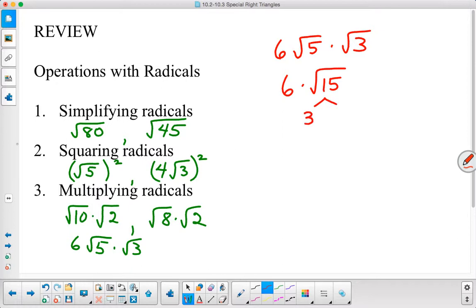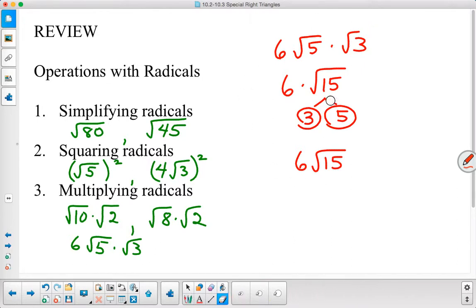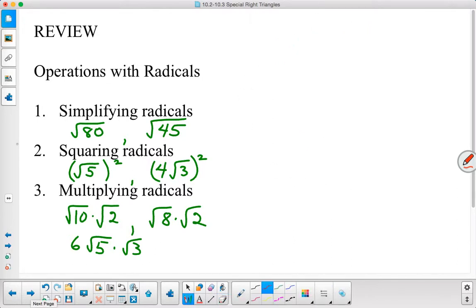Think about factoring. It's the 3 and the 5 that you had. You might notice that there's no pair at all, so there's nothing that's going to come out of the square root of 15. So this one actually can't be simplified. It's just 6 times the square root of 15. So you can do the multiplying, look for reducing. That's some review things on radicals.